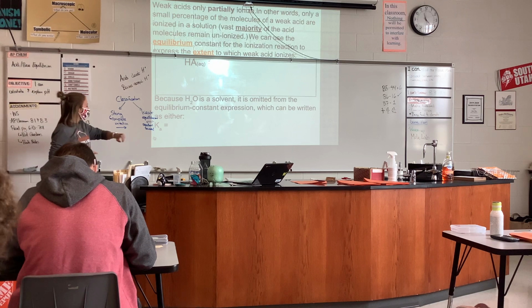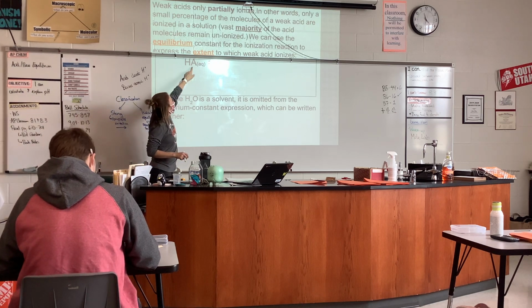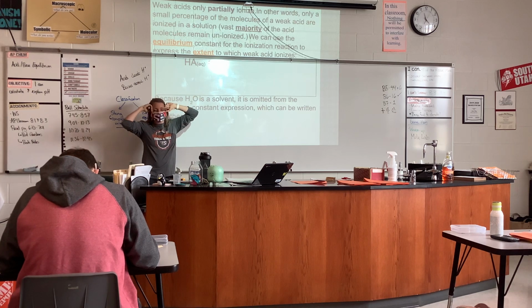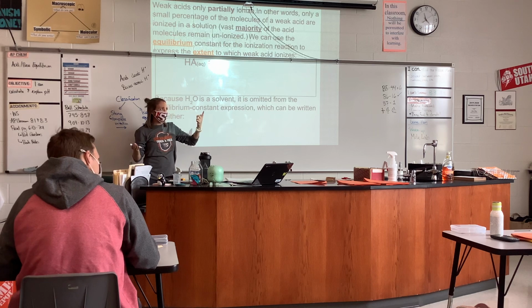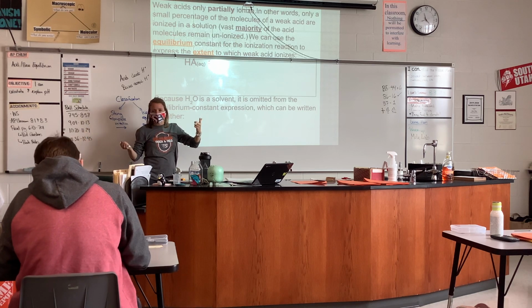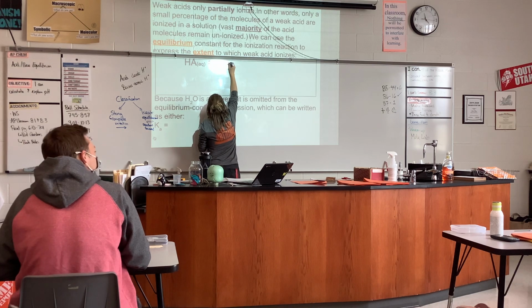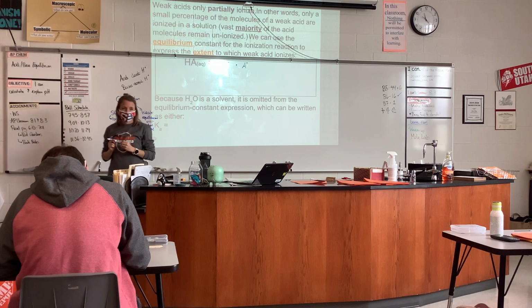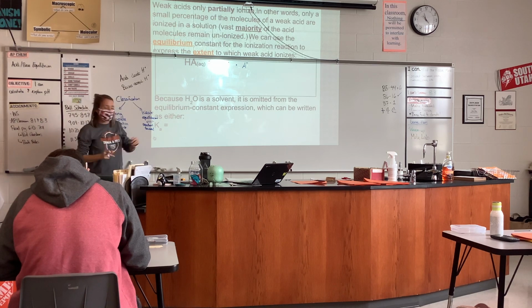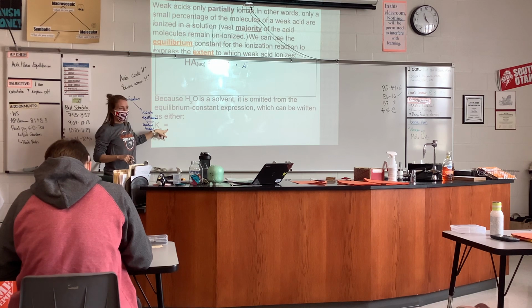Let's write the equation first, then I'll have you write the K value. So this right here, HA, is the generic way to pick an acid without picking one, because A is not an actual element, right? So the equilibrium equation is it breaks up into H plus and A minus. So from this equation, write me the Ka value.